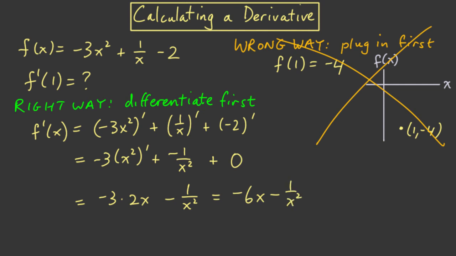So that's f prime of x. Now we get to plug in. If we want f prime of 1, then we're just going to get minus 6 minus 1, which is minus 7. And that's our answer.